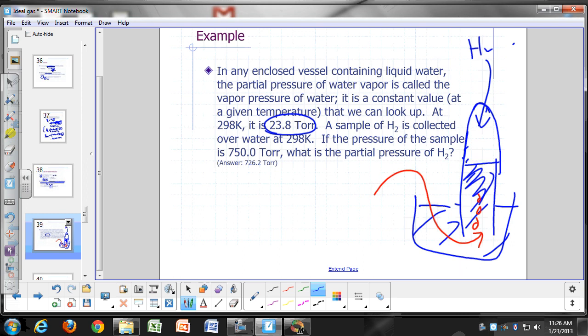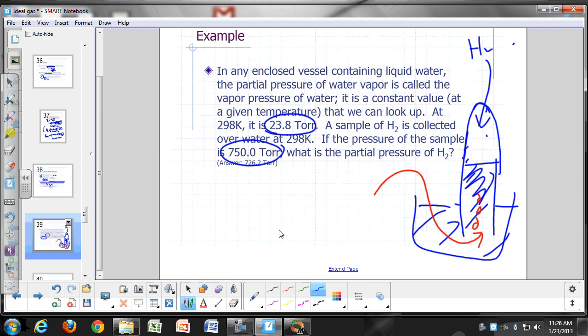I think you've done this experiment in your freshman lab, right? So you collect your hydrogen over water, and let's say you find that the pressure of the sample is 750 torr. What is the partial pressure of hydrogen there? Well, this hydrogen that you collect is not going to be just pure hydrogen. What else is in there?